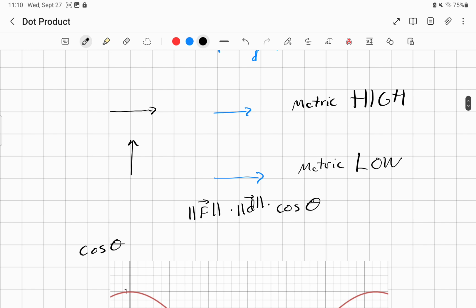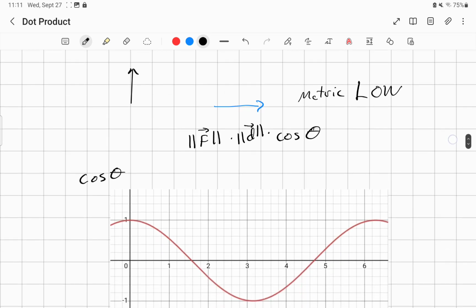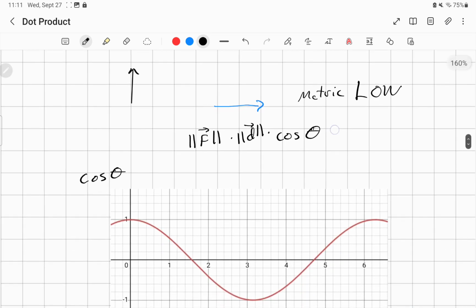And if they're parallel to each other, then we are doing the maximum amount of useful work, right? If they're in the same direction. Okay, so this is, of course, one way of writing the dot product, right? There's a couple other ways we can get to this conclusion as well.